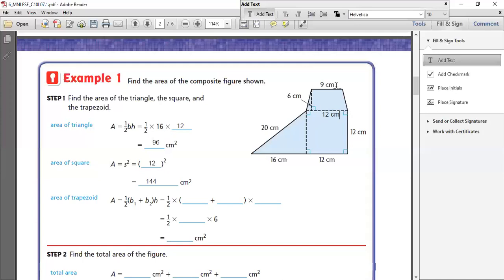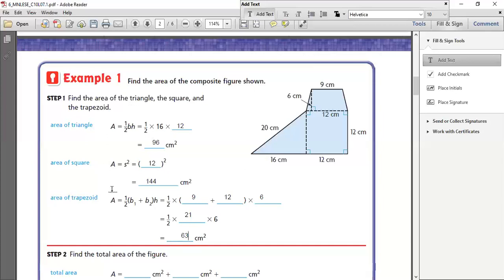Now we have base 1, we have base 2, and we also have the height. So let's find out the answer. Base 1 is 9, base 2 is 12, and then multiplied by the height, which is 6. So first 9 plus 12, we have to add them first. That's going to give you 21. So half of 6 is 3, right? 3 multiplied by 21 is going to give you 63.